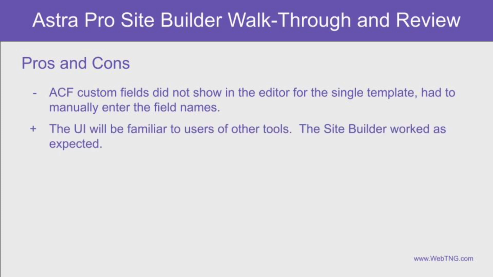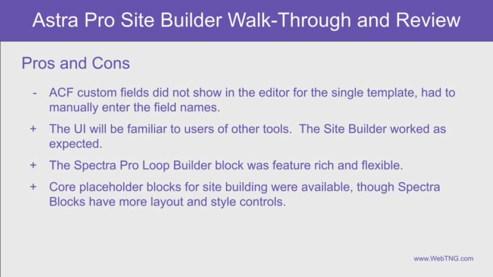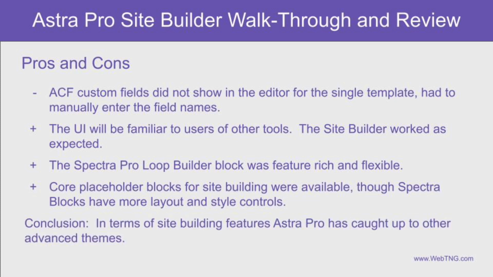Everything else worked as expected, and the main user interface for the site builder looks similar to what's found in Elementor Pro, so users won't have any trouble navigating it. A highlight of my experience was the Spectra Pro Loop Builder block. It's a special and advanced block. WordPress core has a query loop block, but it's pretty clunky to use. The Spectra version has many more features and is more flexible. As mentioned in the video, the Astra team also included the core set of theme blocks used in template building. If you're not using custom fields, then you could just use core blocks without Spectra. However, using the Spectra blocks greatly enhances the experience. In terms of site building features, it seems that Astra Pro has now caught up to the other advanced themes.